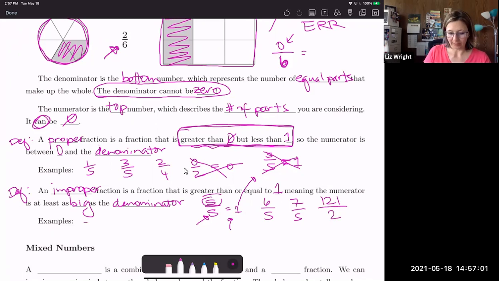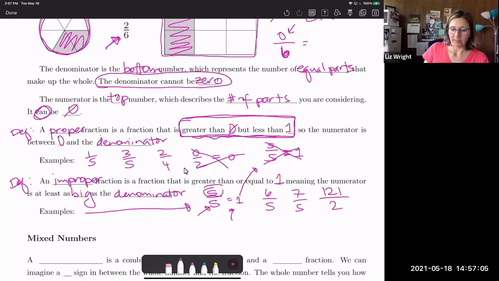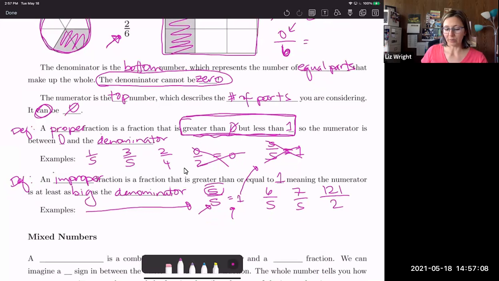Those are all, by the way, here are your examples that I wrote in over there. And what I would like to say about these improper fractions is they can also be written as mixed numbers. So again, improper fractions can be written as mixed numbers. What about proper fractions? What do you think about that one? Can proper fractions be written as mixed numbers?